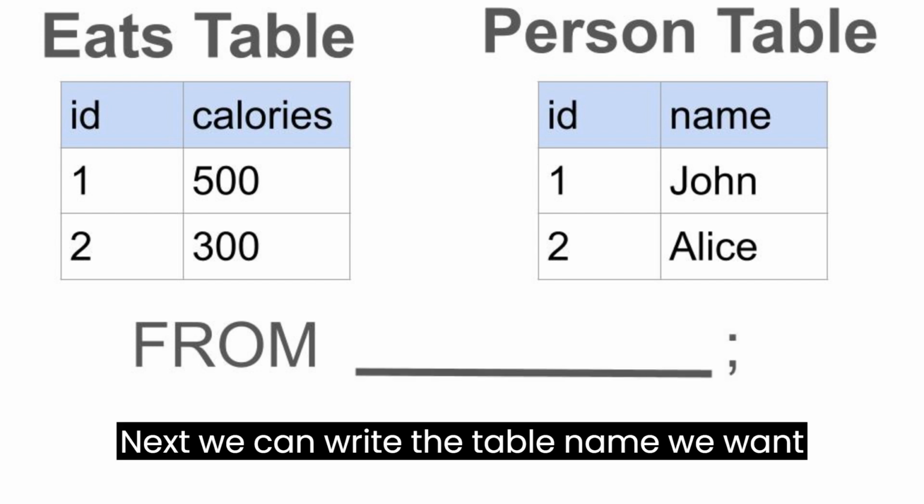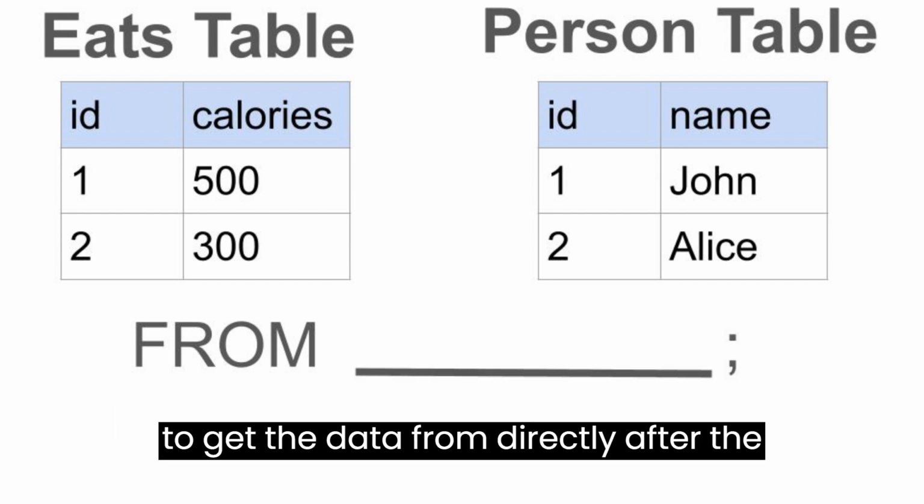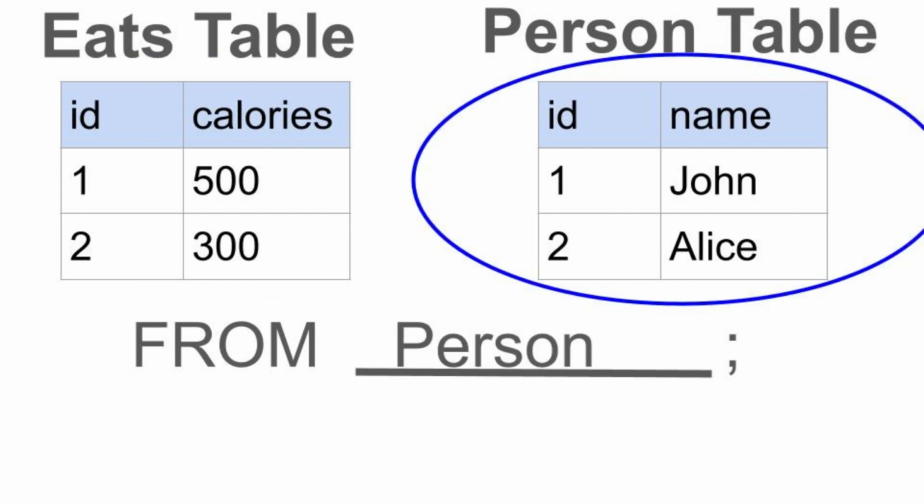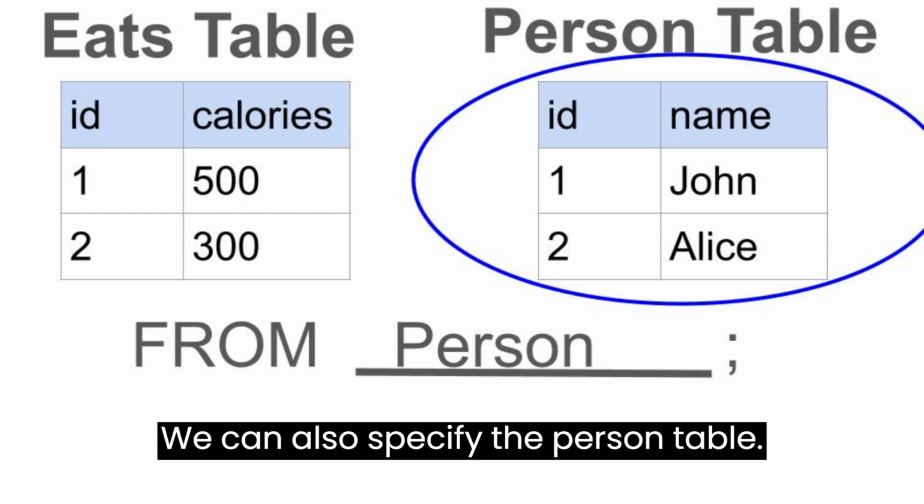Next, we can write the table name we want to get the data from directly after the FROM keyword. If we write eats, then we get the eats table. We can also specify the person table.